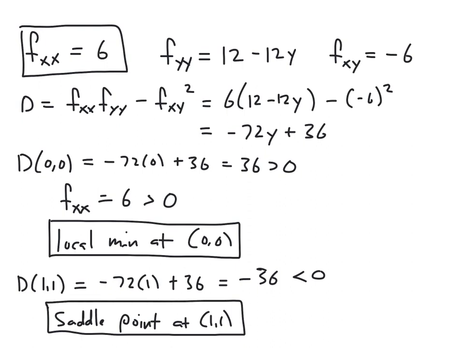And so we saw that these are the only two values that we need to consider. These were the only two critical points. And in this example, using the second derivative test, we see that we have a local min at the origin and a saddle point at the point 1, 1, and no local maximum anywhere in sight.